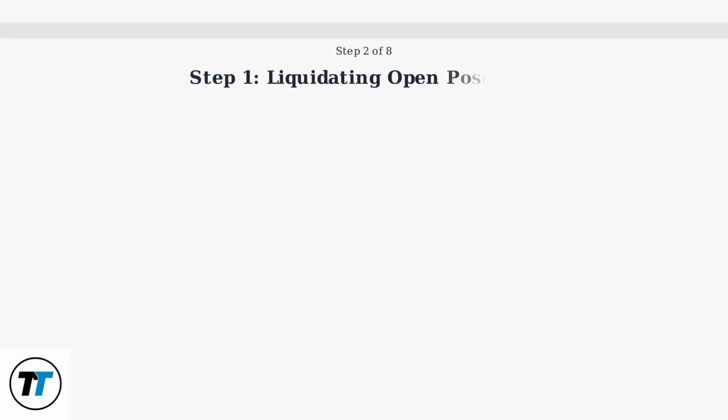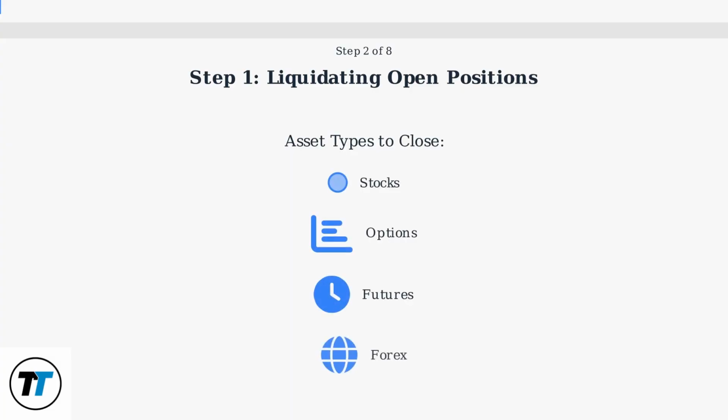Before closing your Interactive Brokers account, you must liquidate all open positions. This includes stocks, options, futures, forex, bonds, and CFDs. Open positions are active trades in various assets that must be closed first. Common types include stocks, options, futures, forex, bonds, and CFDs. Interactive Brokers provides a convenient one-click liquidation feature to close all positions at once.